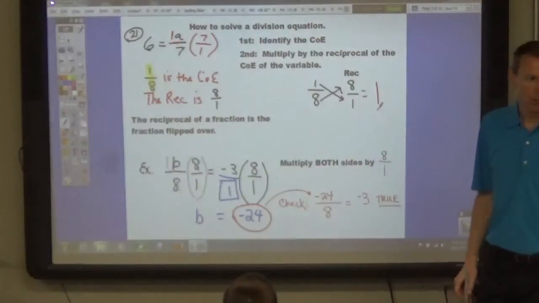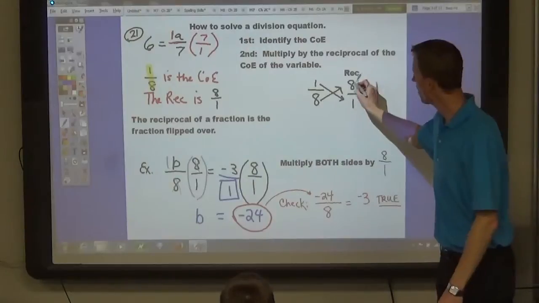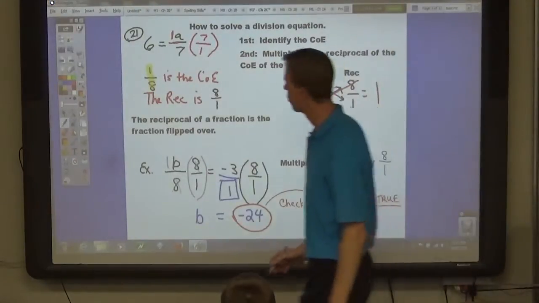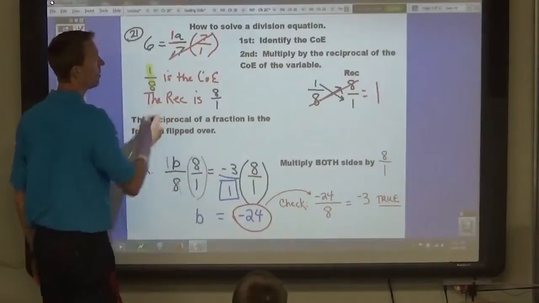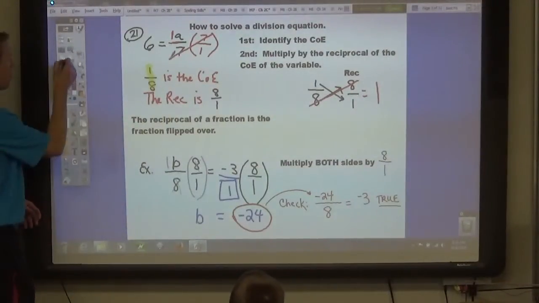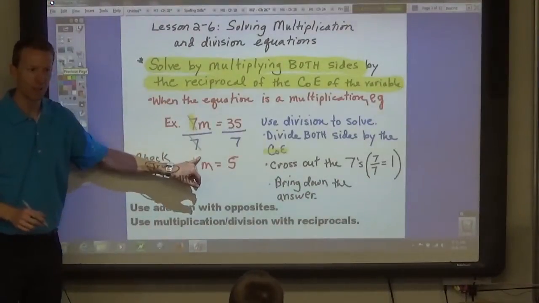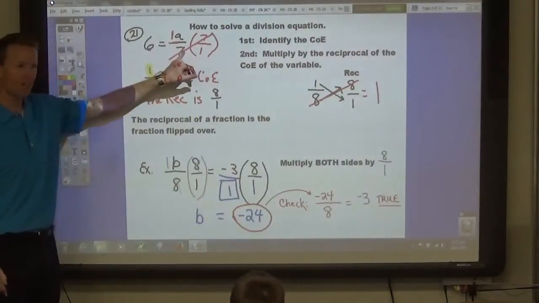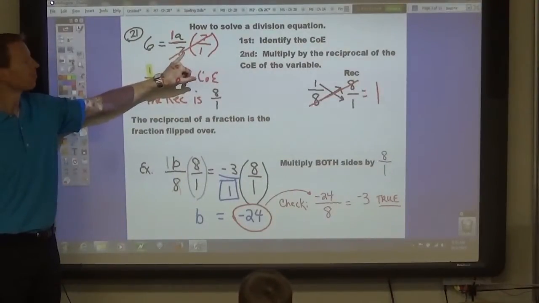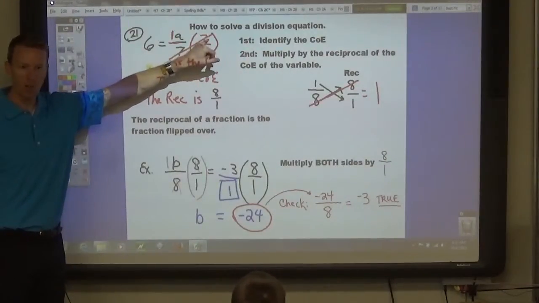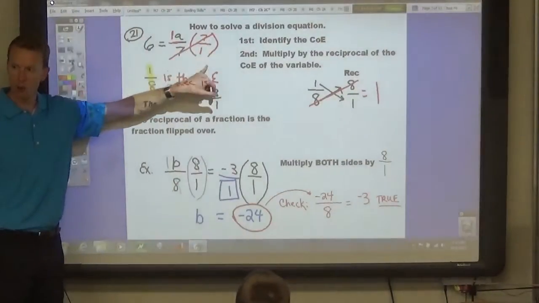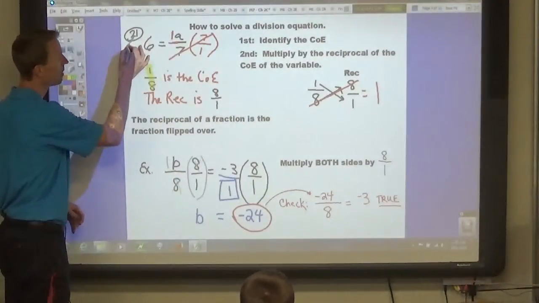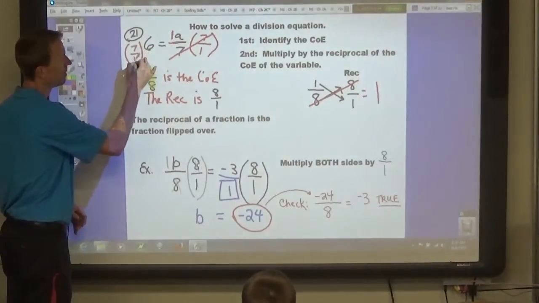Now, when you're showing your work on this, you will cross off the 8s or cross off the 7s like this. Remember when we crossed off the 7s yesterday in our example? Yep. Because it's 7 over 7? The same is true right here. 7 over 7. And so we cross these off. Okay? Now, to solve it, we'll multiply by the same number on both sides. We multiply by 7 over 1. Then we multiply this side by 7 over 1.